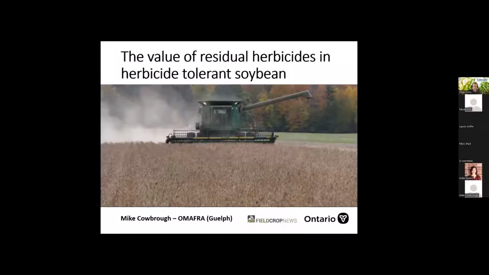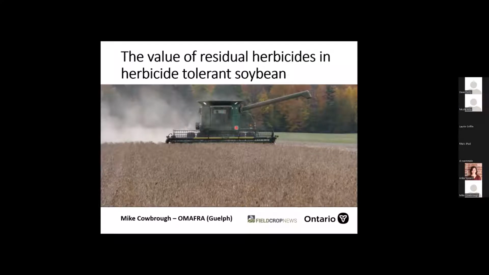So the story I'd like to tell this morning is to look at what field scenarios are likely to result in a maximum return on your herbicide investment by using residual herbicides in herbicide-tolerant soybeans. It's a practice that we're quite familiar with in corn. We see the value of residual herbicides. It's been a bit tougher to see that value in soybeans, although that has changed in the last 5 years.